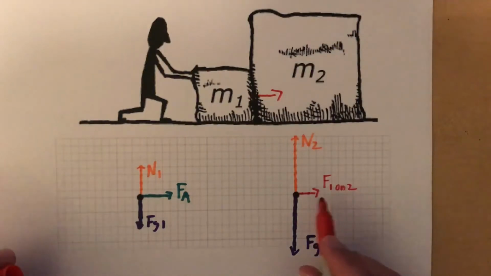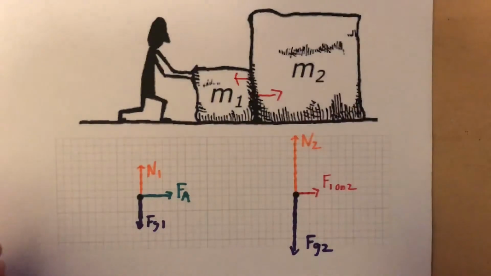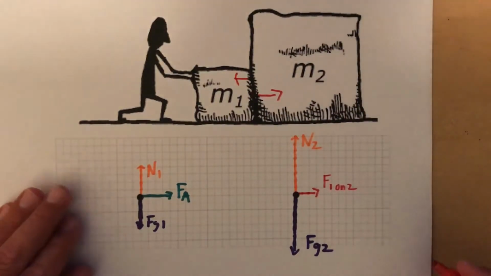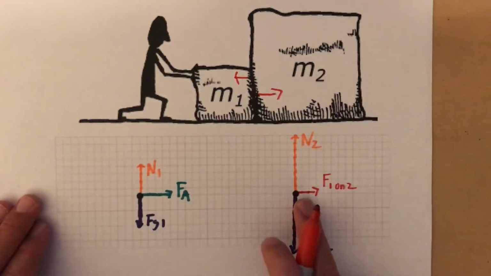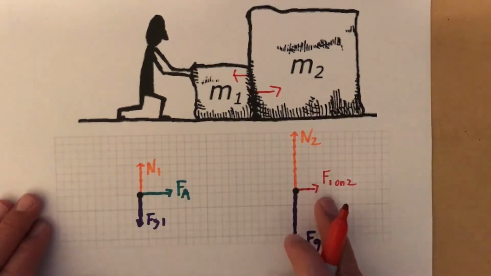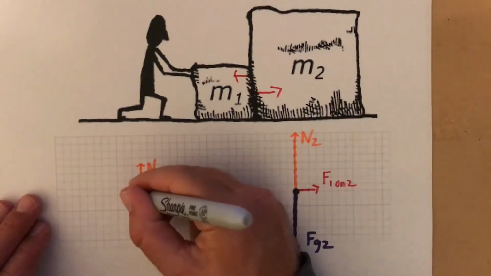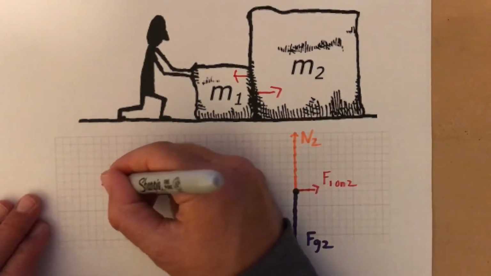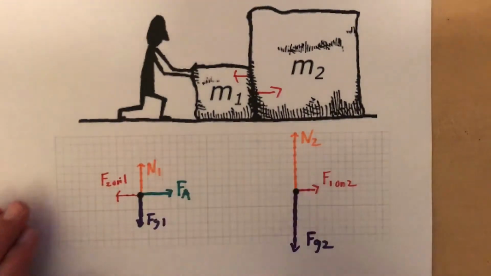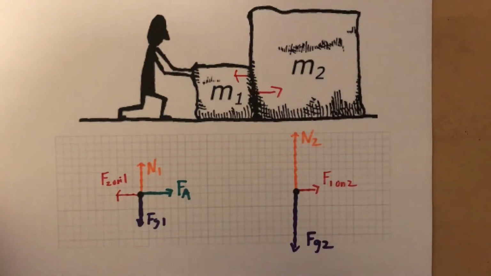Now, if block 1 pushes on block 2, then we know by Newton's third law that block 2 must push back on block 1. So how hard? Well, equal and opposite. So if this one is a force of 1, 2, 3, 4, did I make it? 1, 2, 3. So this one, 1, 2, 3, backwards the other way. This one I'll call the force of 2 on 1. So 1 pushes on 2 and 2 pushes on 1 with an equal but opposite force there.